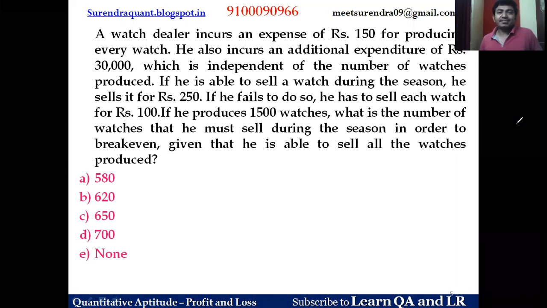If he is able to sell a watch during the season, he sells it for 250 rupees. If he fails to do so, he has to sell each watch for 100 rupees. If he produces 1,500 watches, what is the number of watches that he must sell during the season in order to break even, given that he is able to sell all the watches produced?